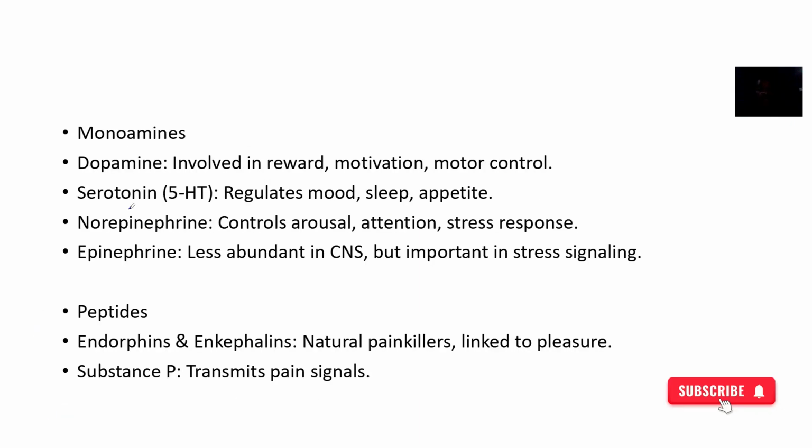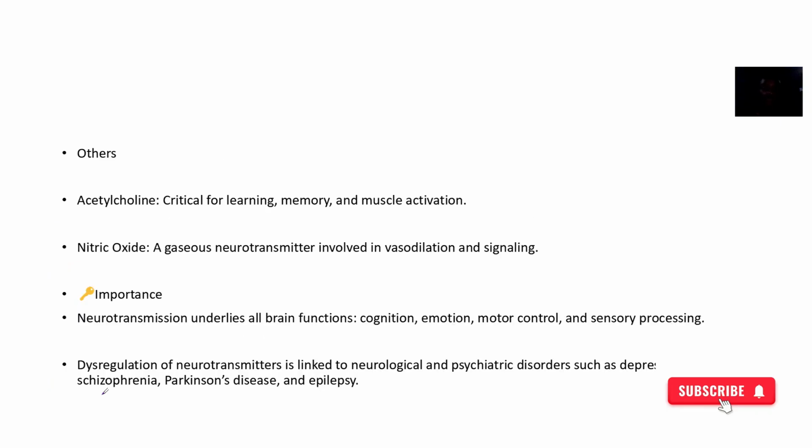Then we have monoamine neurotransmitters, with examples like dopamine, serotonin, and epinephrine. Then we have other examples like the peptides, which include the endorphins and the enkephalins. Substance P is also a peptide. Others include acetylcholine and nitric oxide.